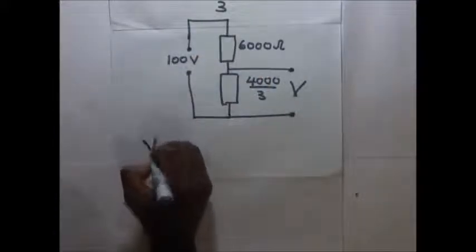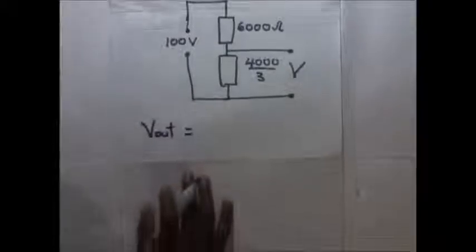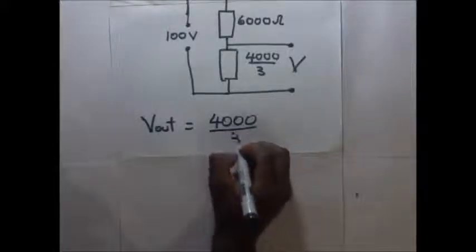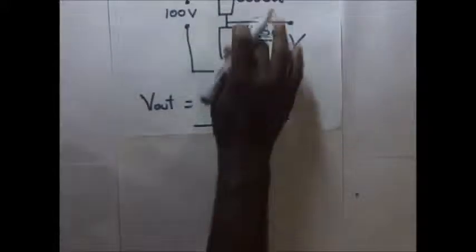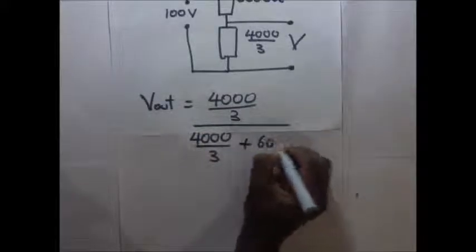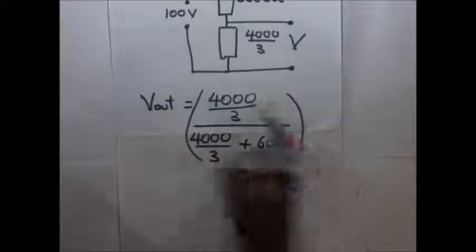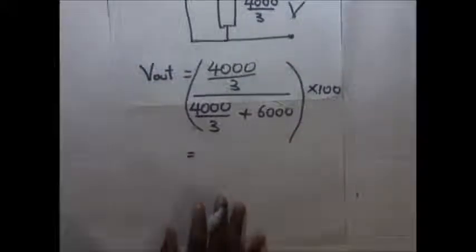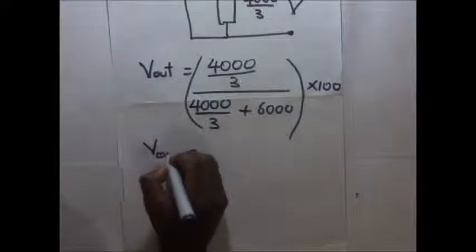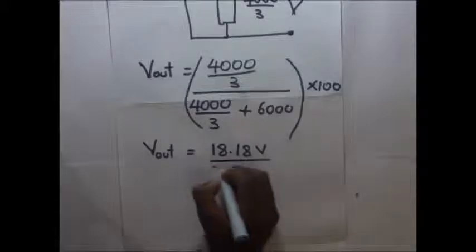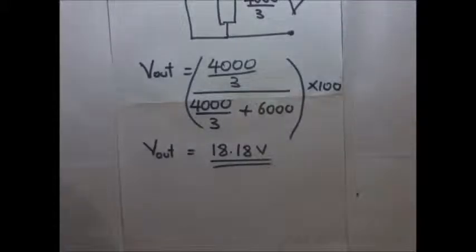So to get this voltage output, it is going to be equal to 4,000 over 3, divided by the total, which is 4,000 over 3 plus 6,000, this whole thing multiplied by 100. And when we do that, our answer for the voltage output will be 18.18 volts. And that is how we calculate the voltage output for a potential divider that is loaded.